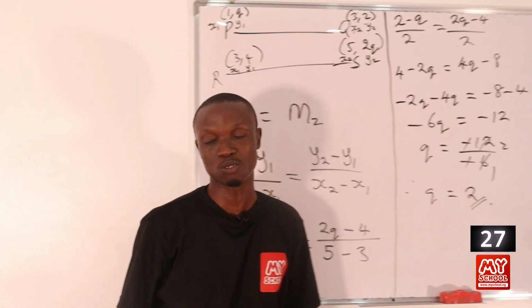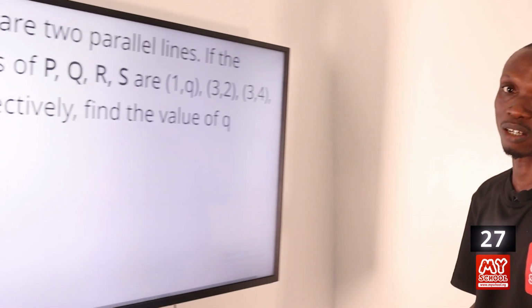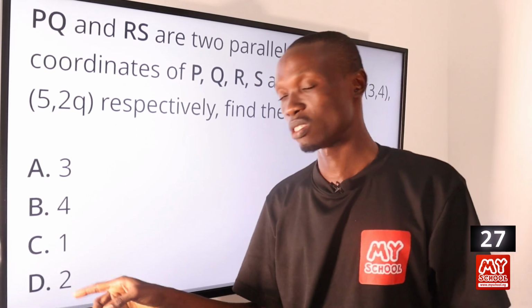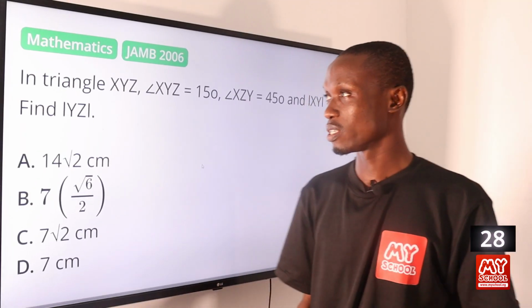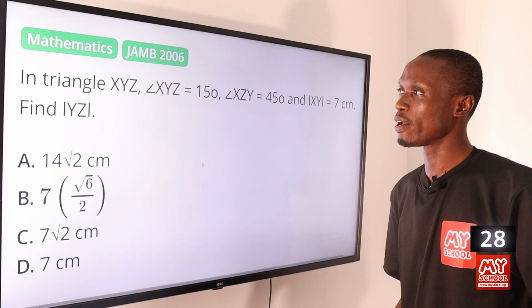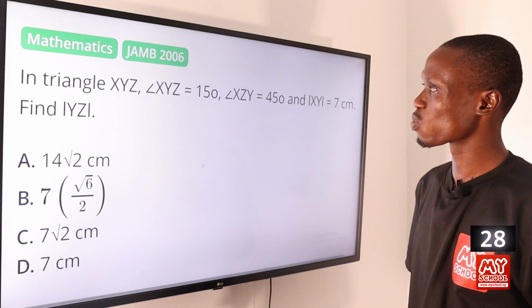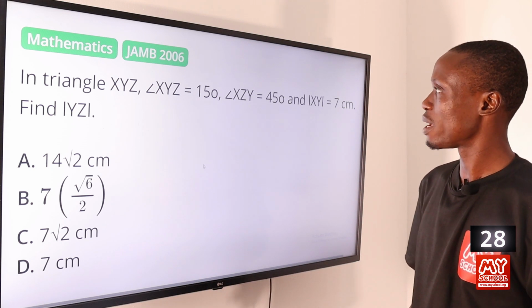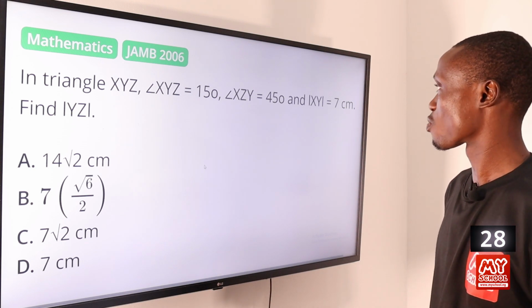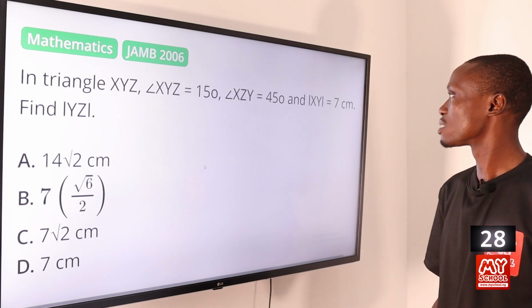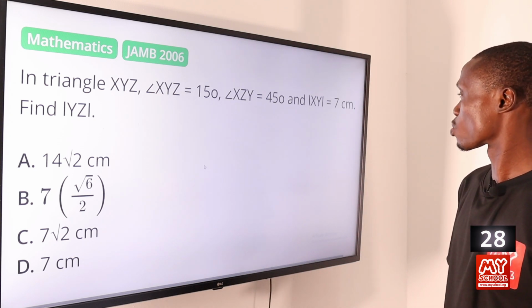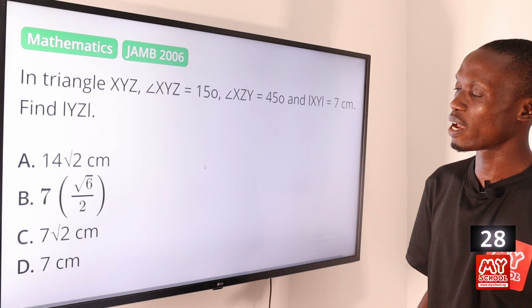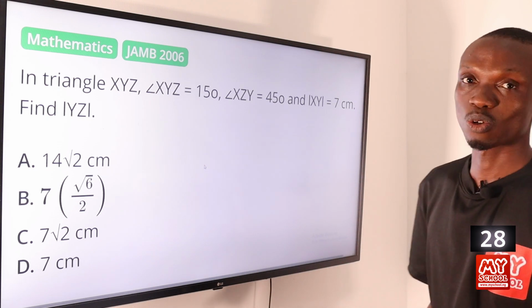So let's return back to the screen to pick the correct answer to this question, and that is option D, 2. Question 28. In triangle XYZ, angle XYZ is equals to 15 degrees. Angle XZY is equals to 45 degrees. And XY is equals to 7 centimeters. Find YZ. So let's move over to the board to provide answer to this question.